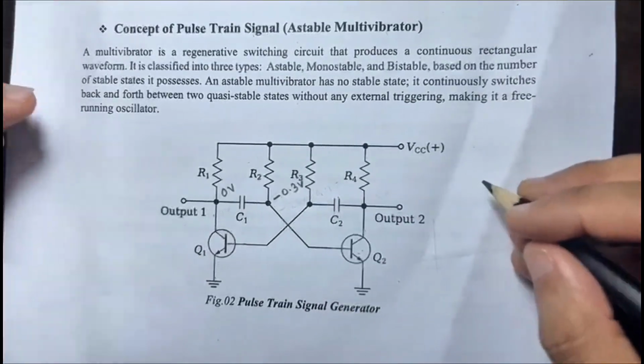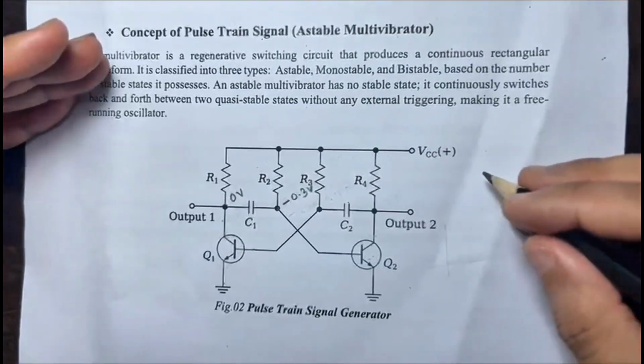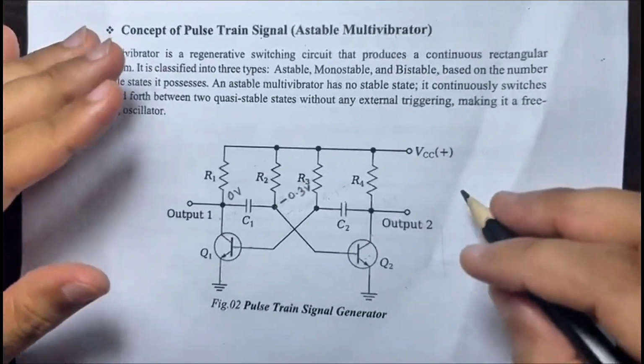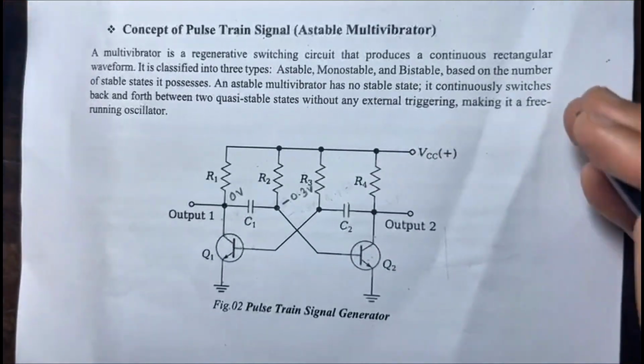Now, even though the transistors Q1 and Q2 are meant to operate in the saturation region, both cannot be saturated at the same time. One will be saturated first. So we will assume that Q1 is saturated first.